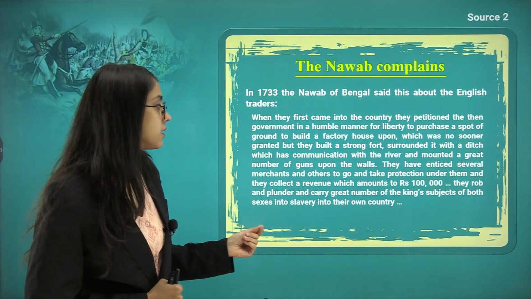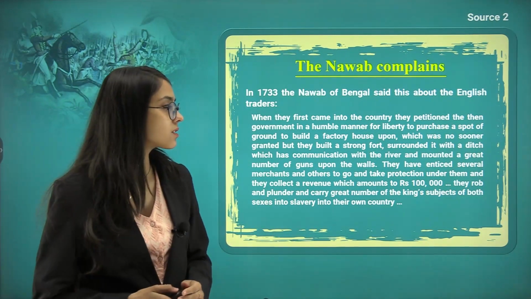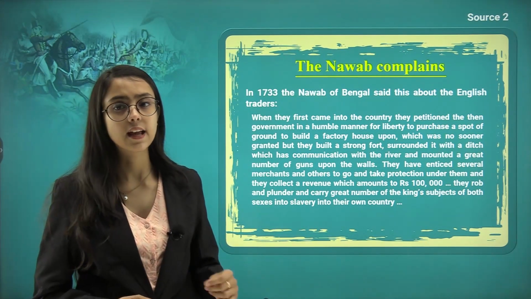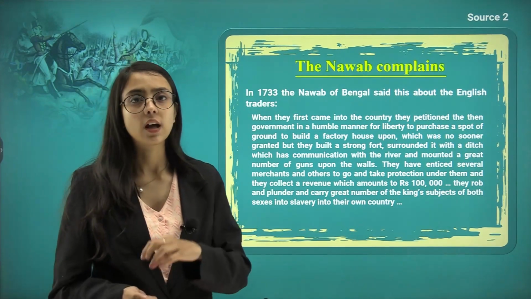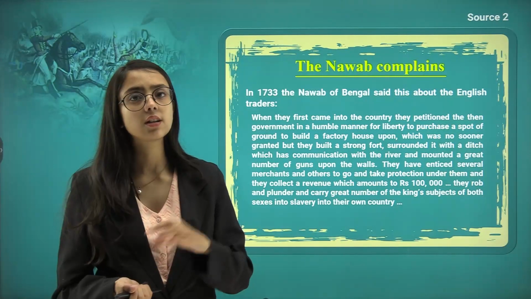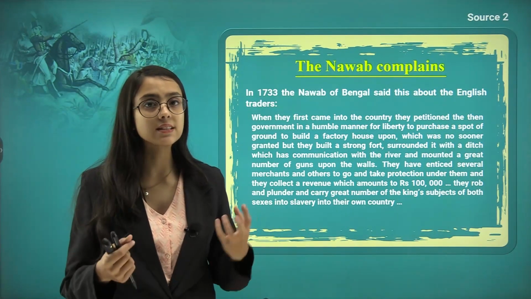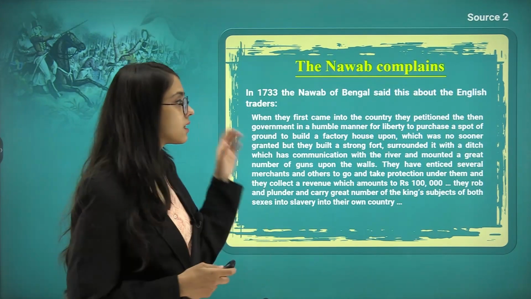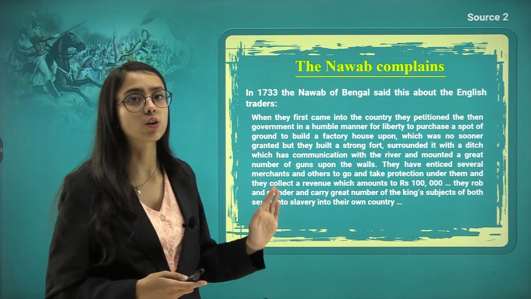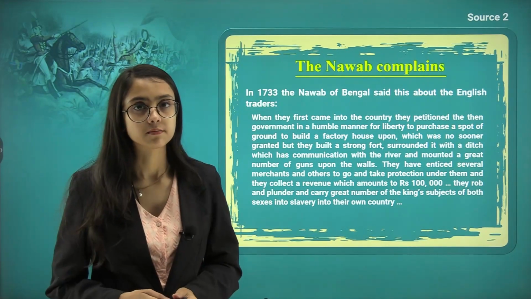They rob and plunder and carry great numbers of the king's subjects of both sexes into slavery in their own country. So initially, as soon as they came, they were quite humble because they needed permission to trade. But gradually, in this text, we see how the power of the company rose.